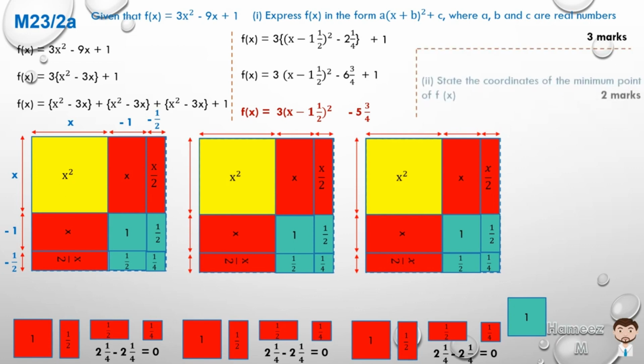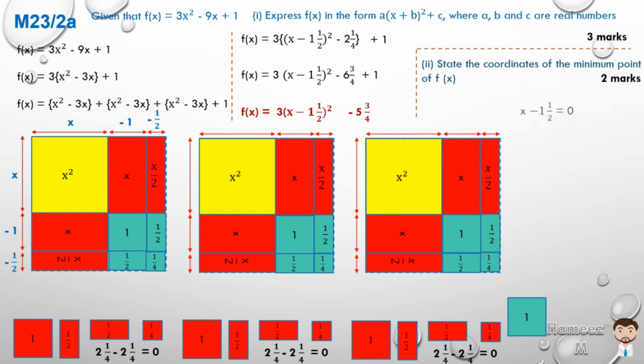Part 2. State the coordinates of the minimum point of f of x. So for f of x to be the least value, then the brackets which are being squared must work out to be the smallest possible value. And the smallest possible value for brackets which are being squared is 0. It can't become negative because it's being squared. So we can write that x minus 1 1/2 is equal to 0. As such, x is equal to 1 1/2. So when x is equal to 1 1/2, we're going to be at our minimum point of this quadratic equation.